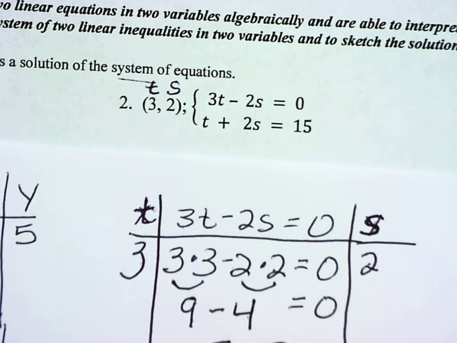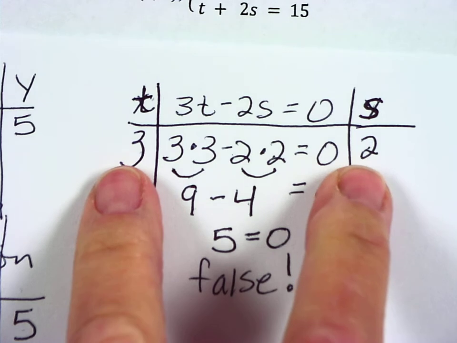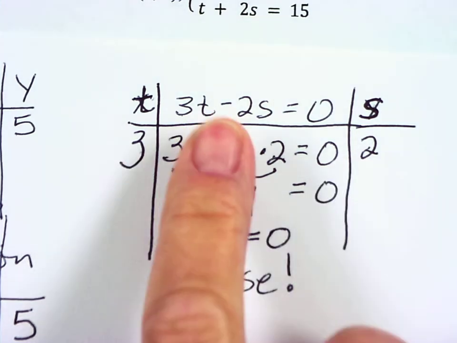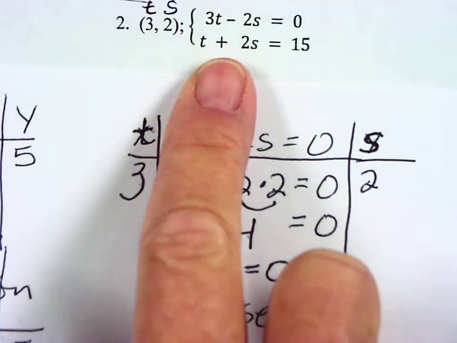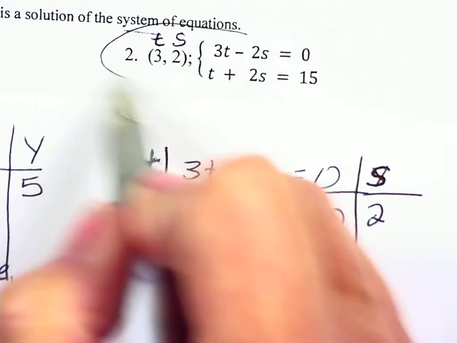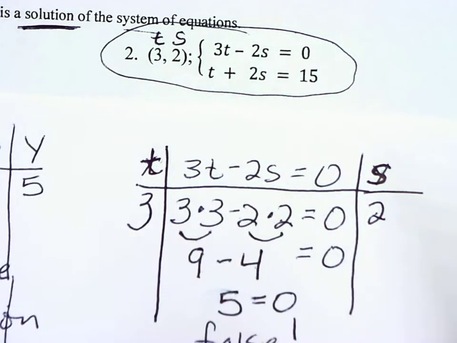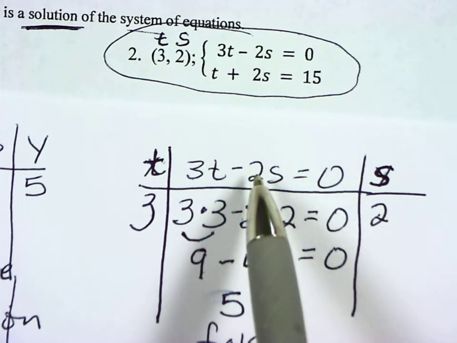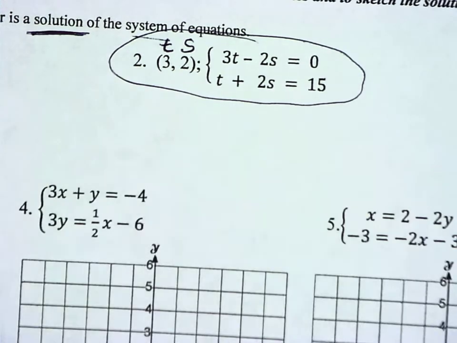Is that true? Heck no, it's false. So I know that this is not a solution of this equation. So I don't even have to plug it into the second one, because if it doesn't satisfy this one, then it doesn't satisfy the entire system. And the question was, is it a solution of the system? Well, it can't be, because it doesn't even satisfy the first equation. And it has to satisfy both. All right? Let's look at number 3.